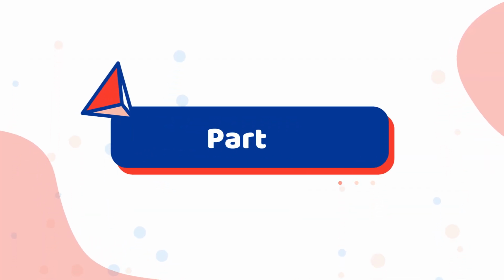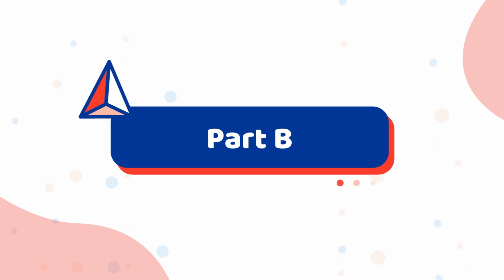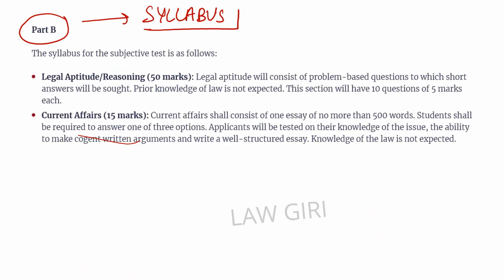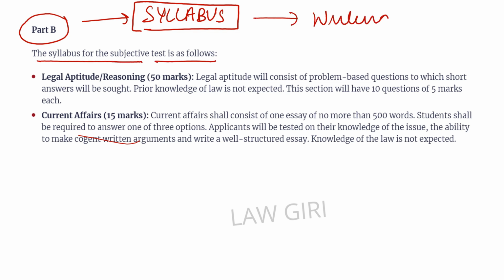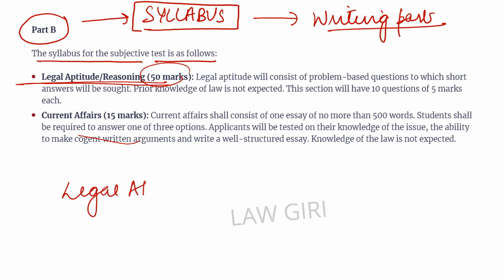Now part B, we are going to quickly go through the syllabus. I know this is repetition, but important, right? The syllabus for the subjective test is as follows. So this is the writing part. Now legal reasoning, legal aptitude is of 50 marks. Please note it down. Legal aptitude or reasoning is of how many marks? 50 marks, right?